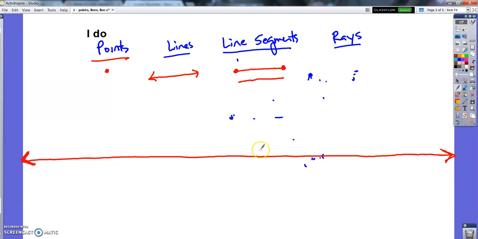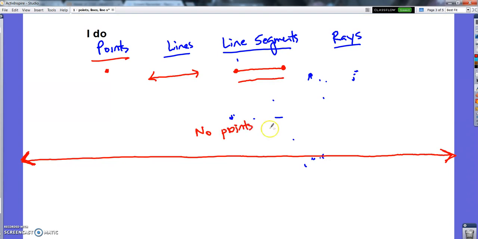Again, you notice there's no points drawn on here, but you do need points to draw a line. They have to have at least 2. Like if I tell you to draw a line through this point, you could draw one like, whoop, missed again.